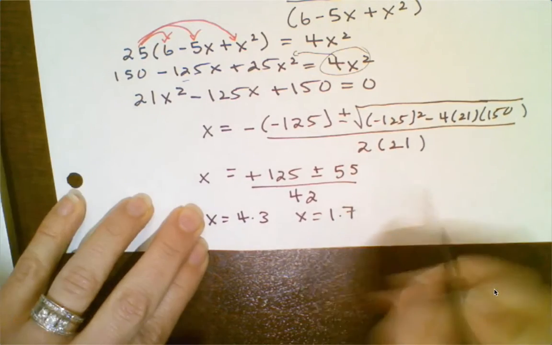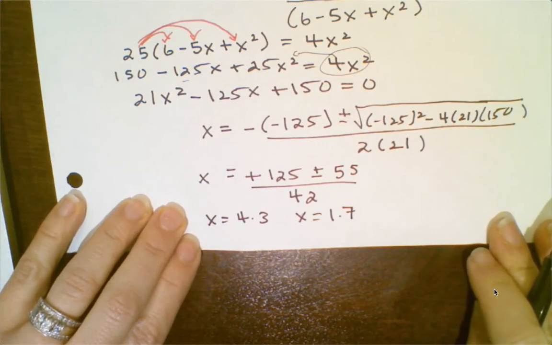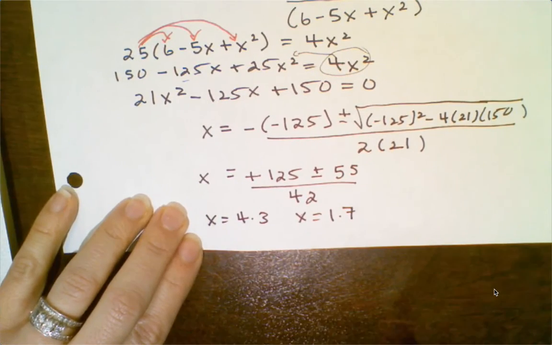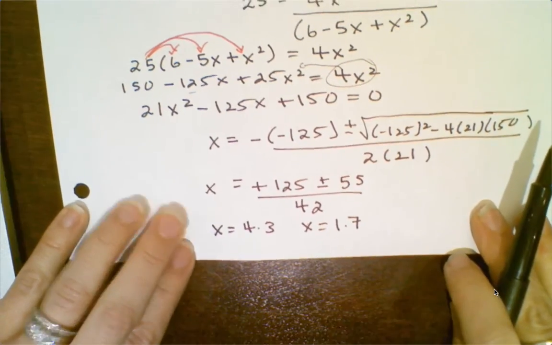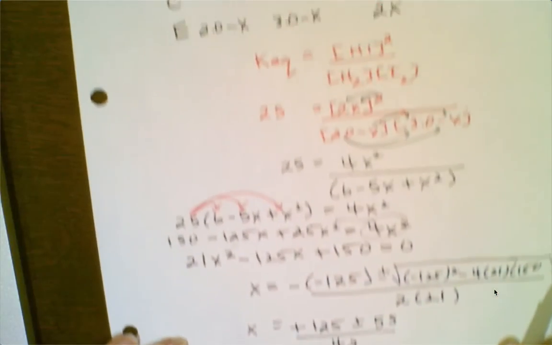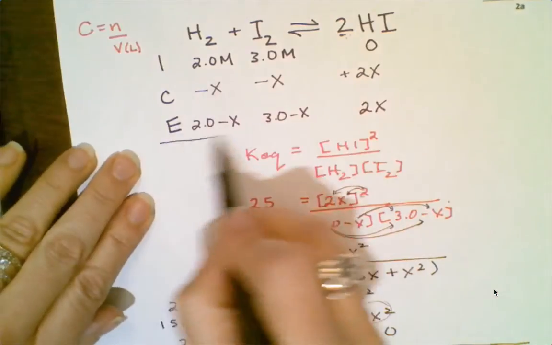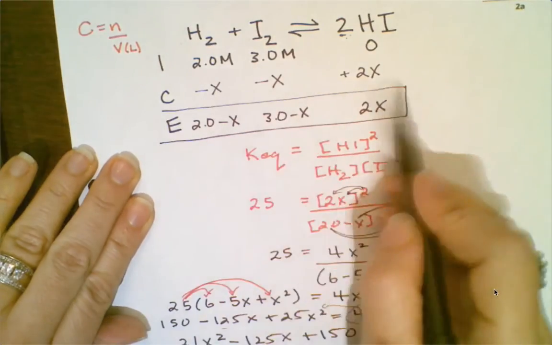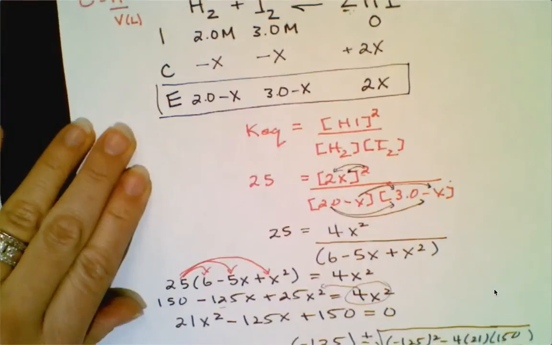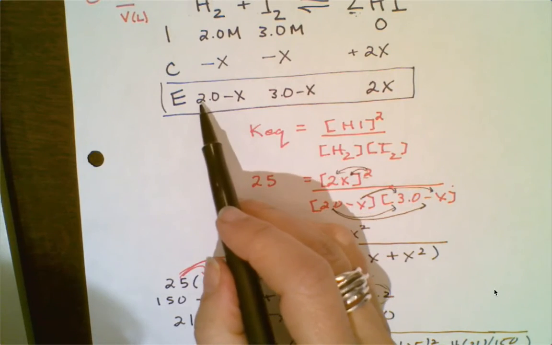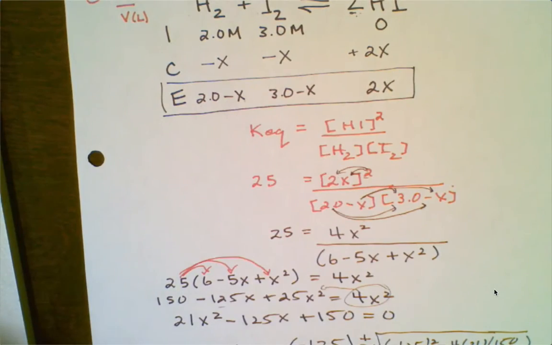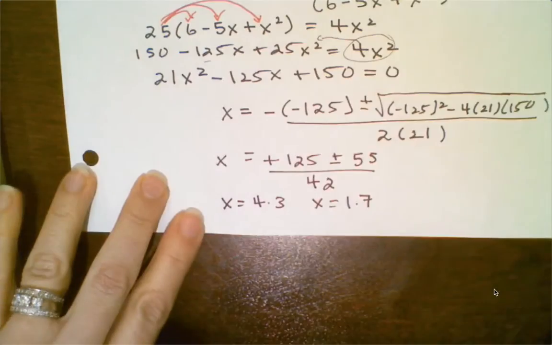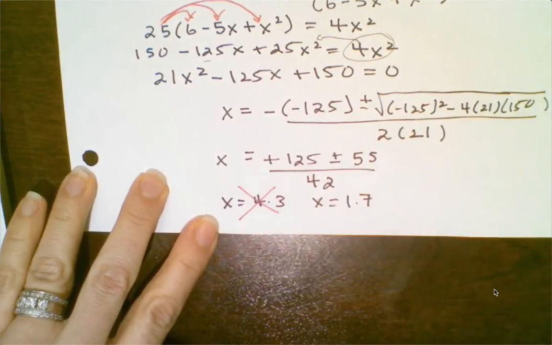And again, I just kept two significant digits. Only one of these is correct. When I go back up and take a look at my equilibrium row in the ICE table, I notice that 4.3 is not going to work because 2 minus 4.3 would give you a negative concentration. You cannot have a negative concentration. So this one will not work.